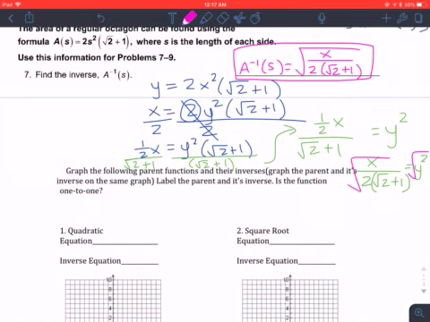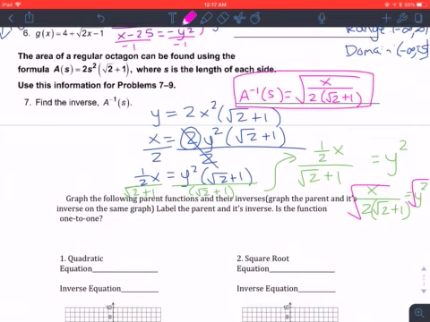And I believe this question is missing, but it's asking what the inverse represents in the problem. If you think about it, when we switched x and y, we were originally solving for this s right here. So the inverse represents the length of each side, or the side length. This formula right here, the a to the negative 1 of s, represents your side length.